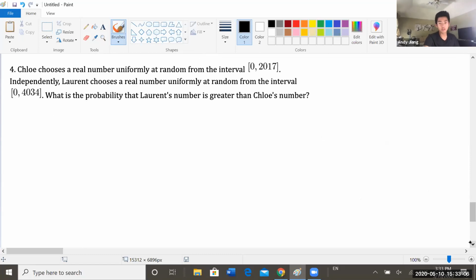Now we finally reached a question that's not a question A, it's a question B type. So it's not a geometry problem, but we can convert it into a geometry problem. So I'll give you all a couple minutes to try it out.